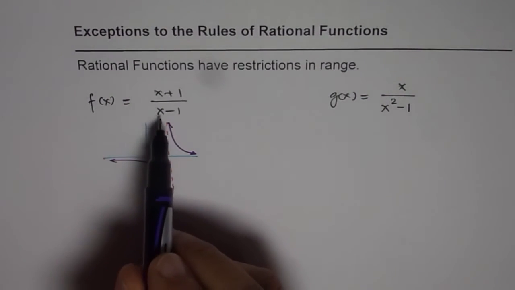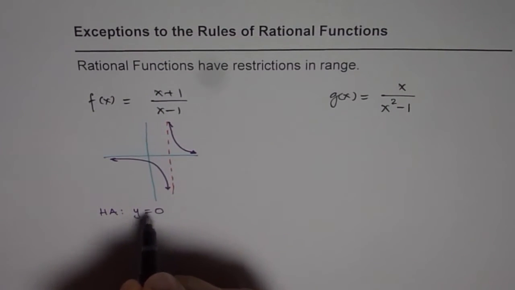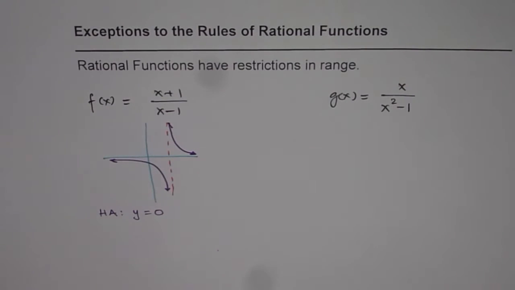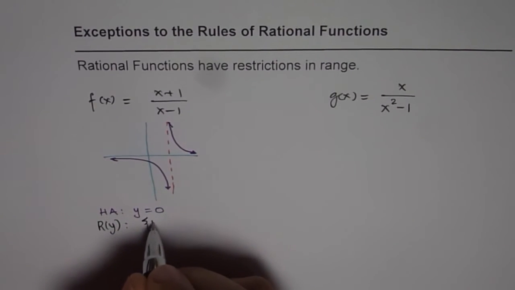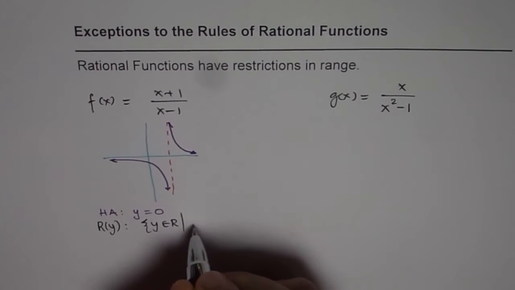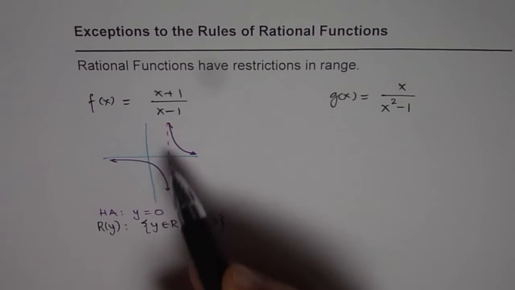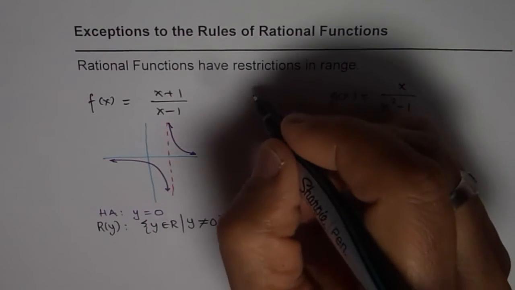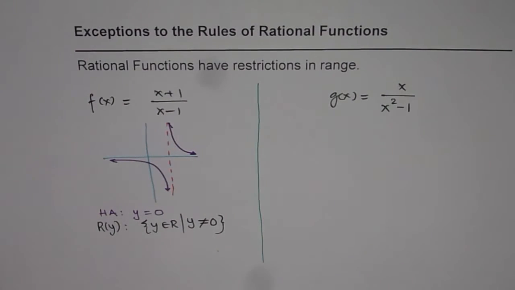So what you observe here is that we have a horizontal asymptote, which is y equals 0. That leads to restrictions in range, right? And so we can write that the range of the function is y belongs to real numbers where y is not equal to 0. Perfect. Likewise, in most of the rational functions, we will have a restriction, and that restriction on the range is commonly seen. But there are many examples where this restriction may not be there.